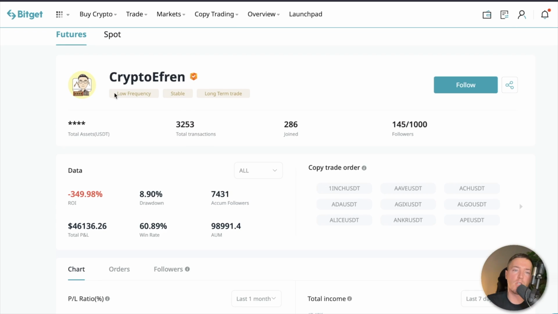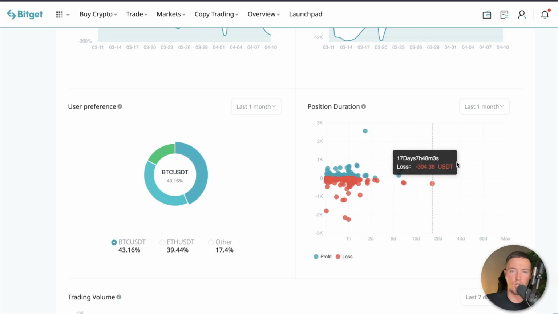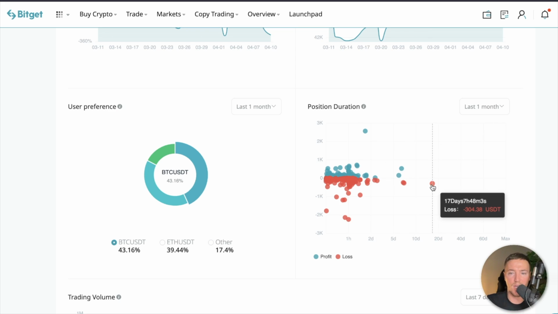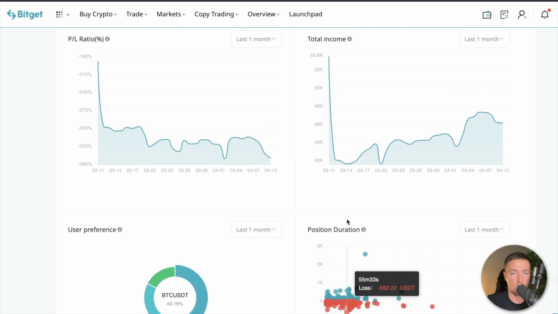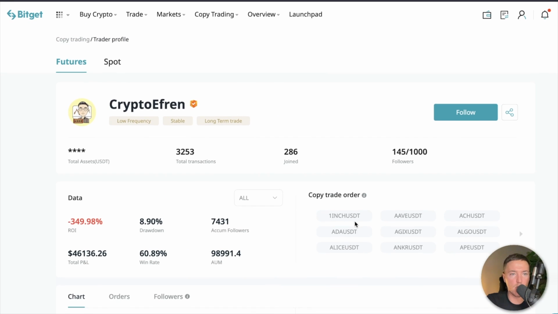As we can see here, the trader is low frequency trading, stable, and is more long-term trading. And as we can see on this chart, the position duration, so held on to this loss for 20 days and seeing some pretty big losses as well. So this trader doesn't cut the losses either. So I think this one is a bit too high risk, so I won't be choosing this trader.